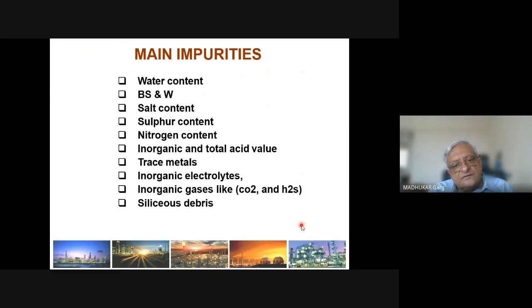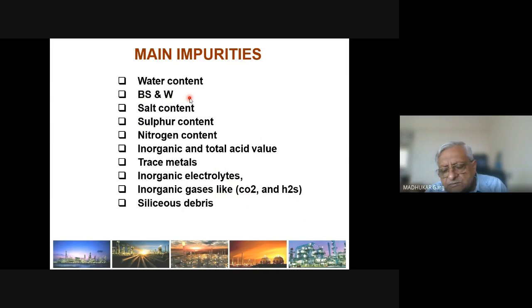Sulfur, nitrogen, and metals we already talked about. It also has oxygenates which result in acid, electrolytes, inorganic gases like CO2, H2S, etc., and debris. So BS&W stands for basic sediment and water.